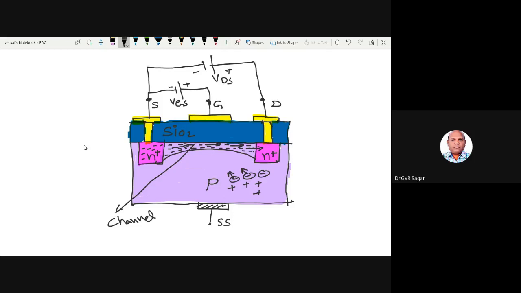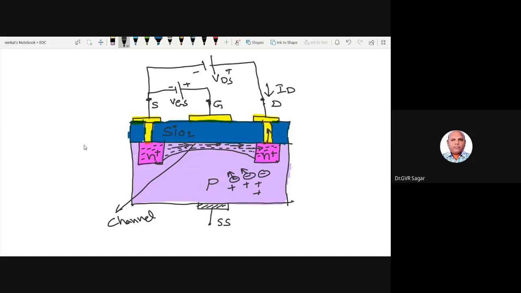And the drain is a positive terminal, so the electrons are attracted towards the positive terminal and move in this direction. So they exhibit a drain current of ID.